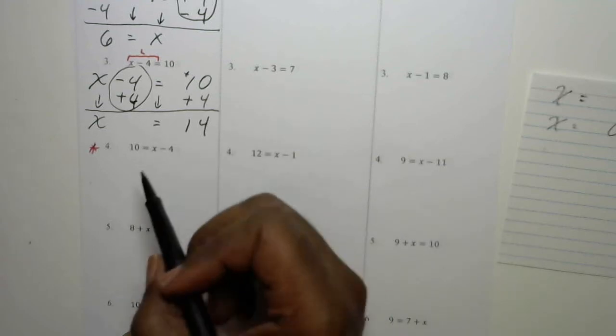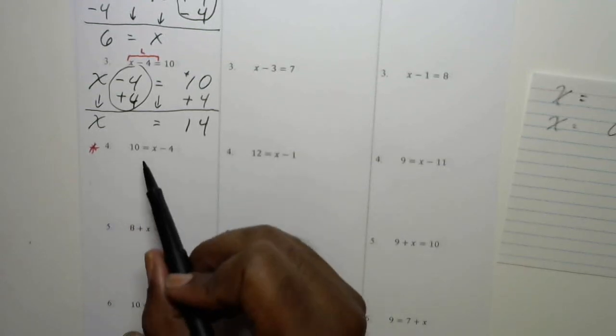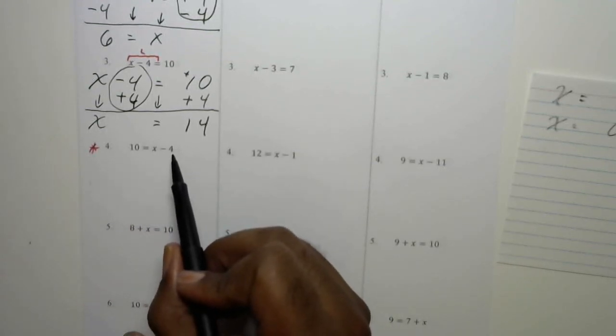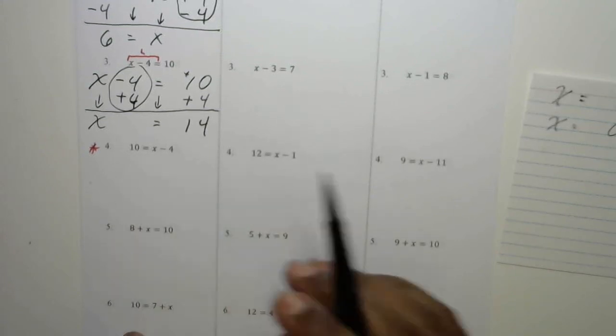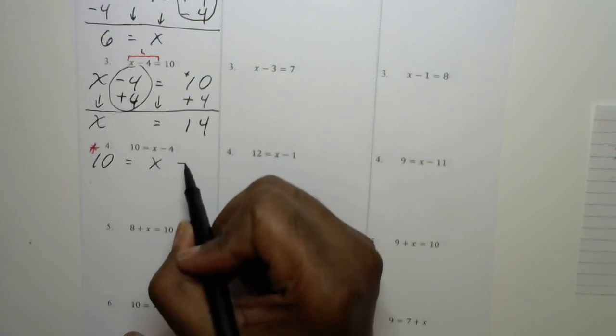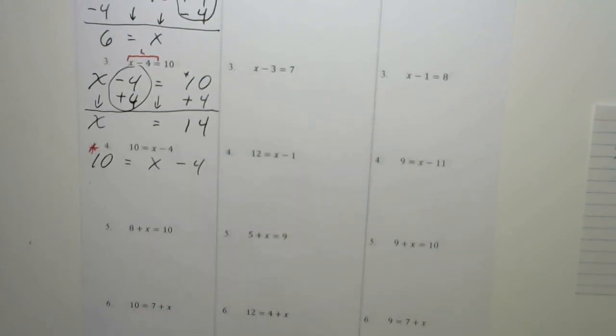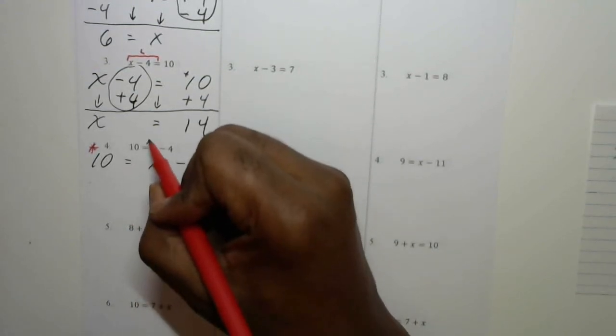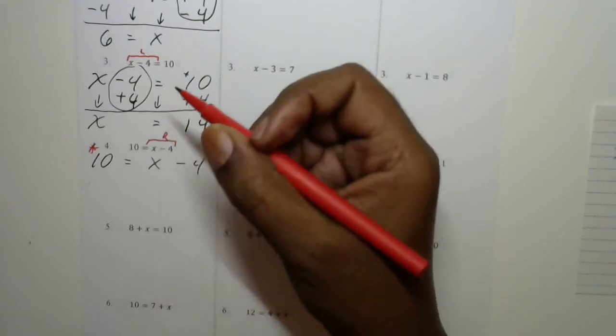Okay, next. The question is, 10 is what take away 4? What number take away 4? So let's say 10 equals x minus 4. Now this problem, because x is on the right side, this is a right side problem.